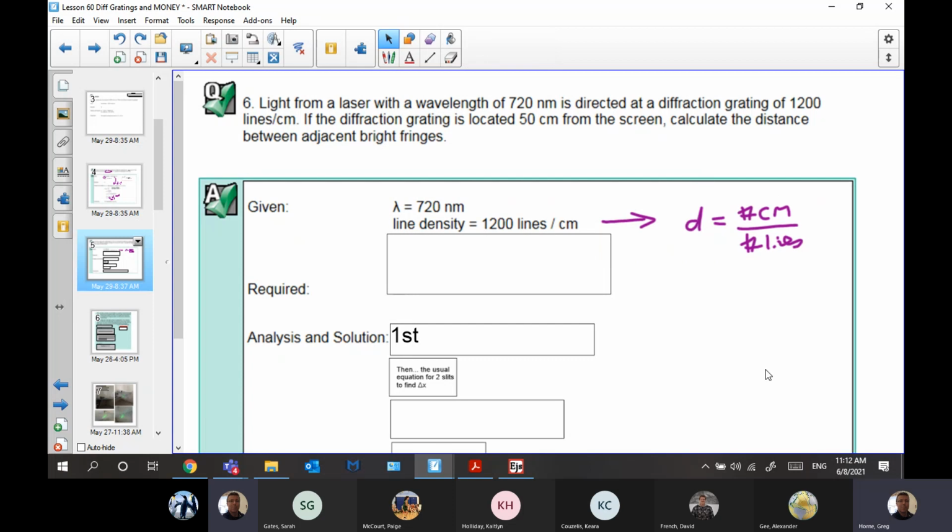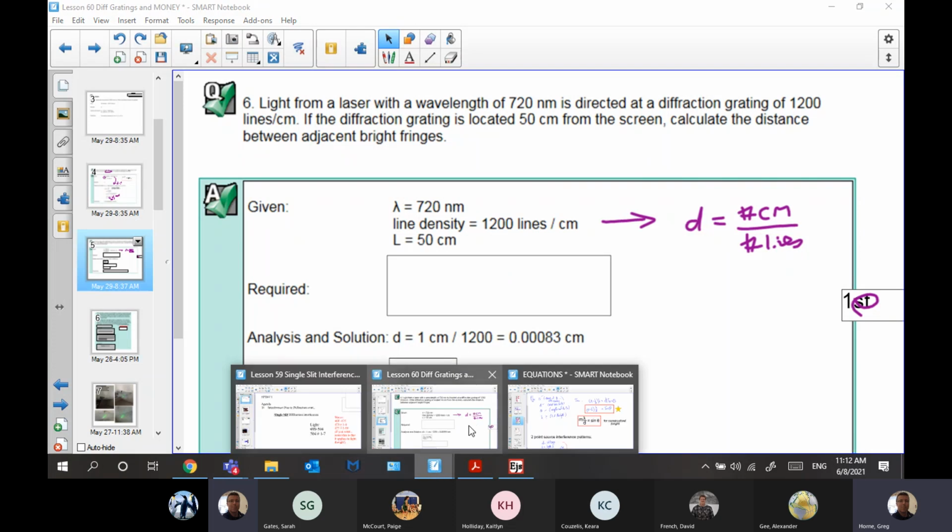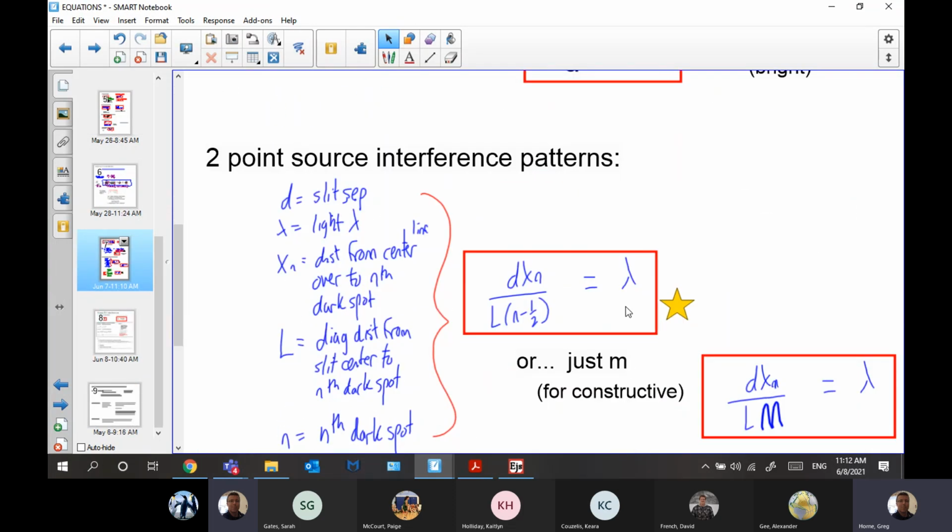So that's going to happen down here is the first thing. Yeah, put my screen back. Don't know why. There we go. So that gives a 0.0083 centimeters. What else do they give us? If the diffraction grating is located 50 centimeters from the screen. So they're saying, oh, well, that's an L value, right? So you go back to your equations and be like, oh, was there an L? Yeah, there was, right?